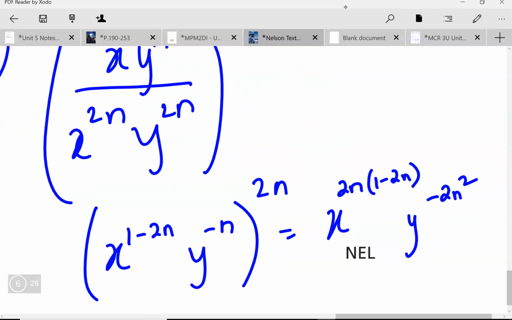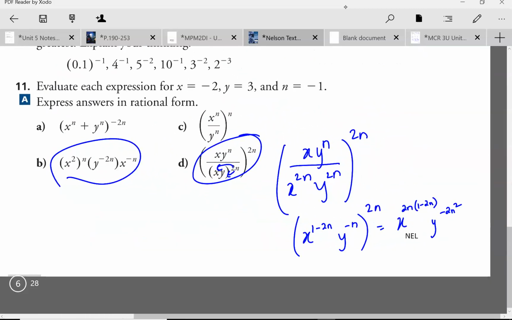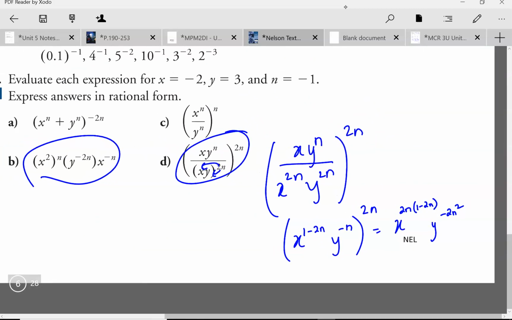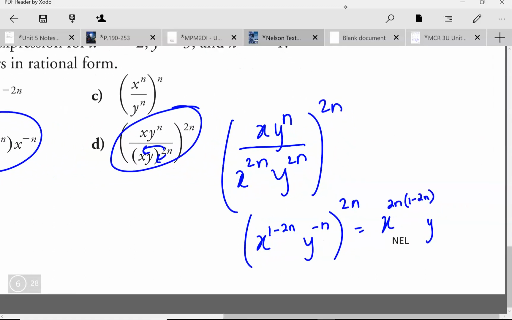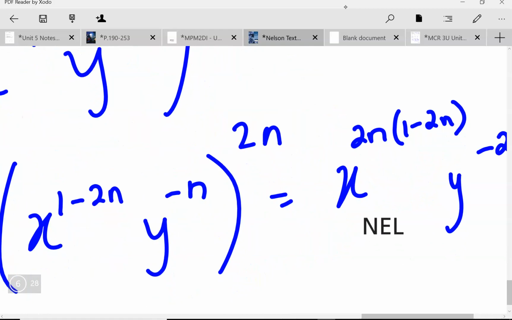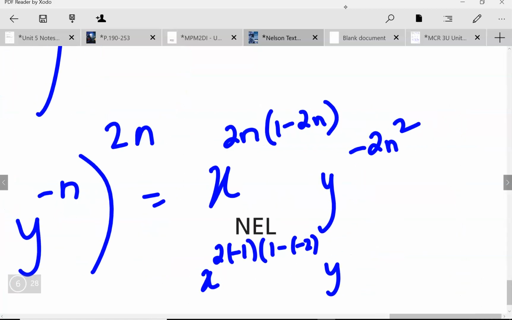And I'm supposed to evaluate this for n equals negative 1, x equals negative 2, y equals 3. So we'll get to the x and y later. I'm just going to simplify this for n equals negative 1. 2 times negative 1 is negative 2. y to the power of negative 2 times negative 1 squared. Let's see, 1 times negative 2, this is positive 3.